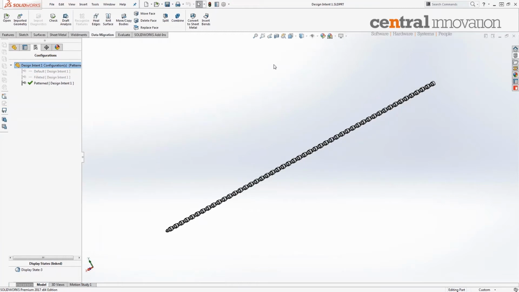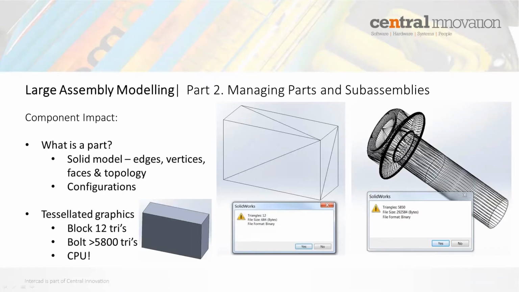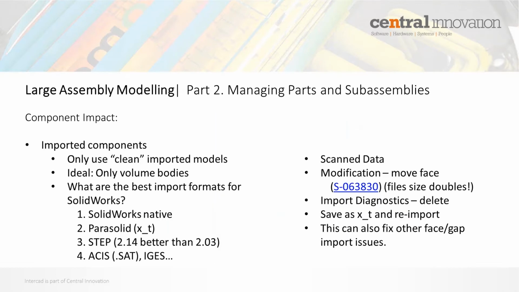Alright, so I'm going to switch back to the presentation now. And if we go to the next slide, one other aspect of component impact is with imported bodies. So what I'd be advising here is that we only use clean imported models. Ideally only volume bodies, and so when I say that, I mean that you need to remove extraneous surfacing or curves or point data that can come in with those types of models.